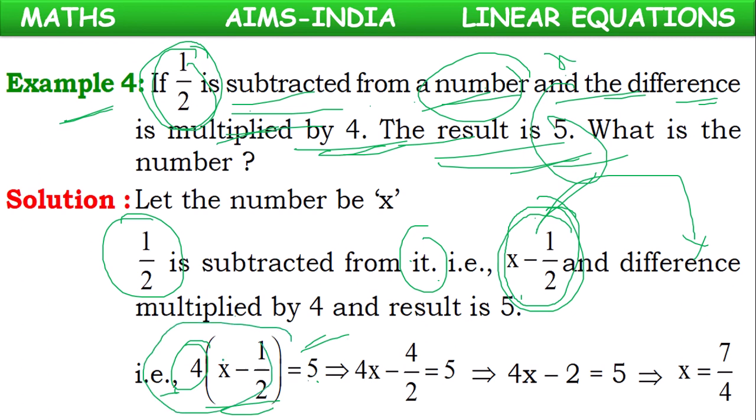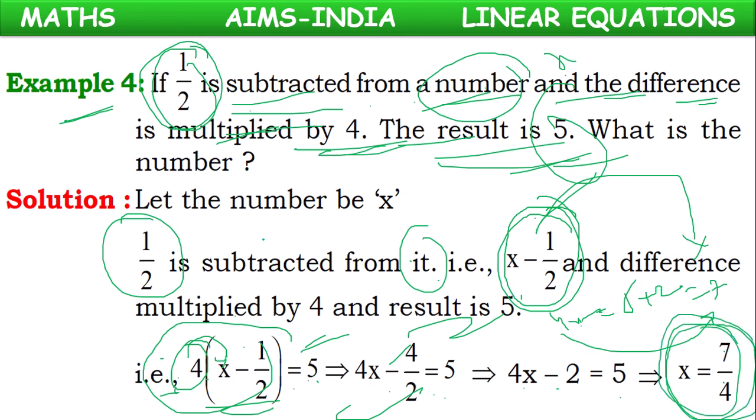Now we have to find x. Let's multiply with 4. 4 into x, 4x. 4 into 1 by 2, 4 by 2, equal to 5. 2 times 4. 4x minus 2 equal to 5. Or 4x equal to, minus 2 will go this side, it will become 5 plus 2. 5 plus 2 is 7. 4x equal to 7. Next, 4 comes towards the right hand side. It will become by 4. So x equal to 7 by 4 is the answer.